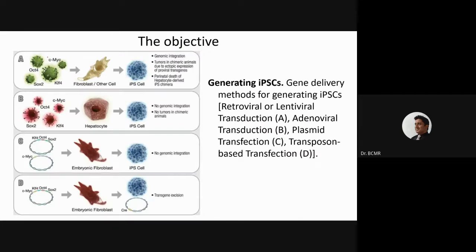So the objective for us is to generate induced pluripotent stem cells, and that is where we are trying to find out the best ways. Our goal is we want a somatic cell to become pluripotent. This is a somatic cell or differentiated cell.